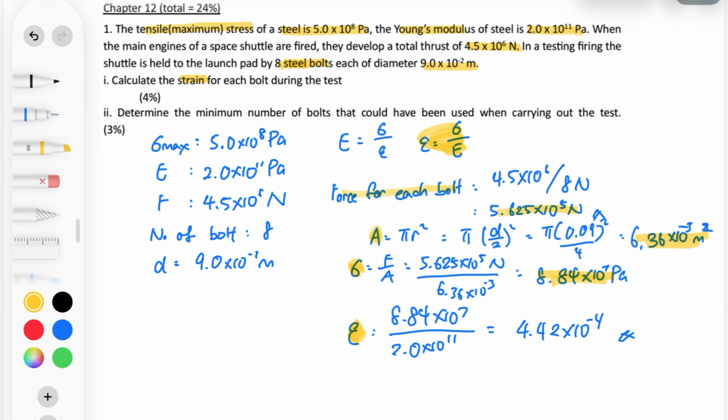Okay, how about the next question? The next question asks for the minimum number of bolts. Currently we have 8 bolts, and the strain on each bolt is this one. Okay, how about how to find the minimum?